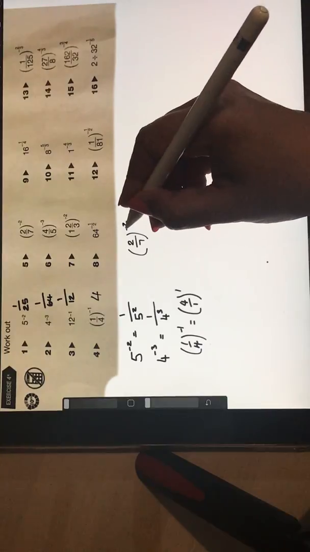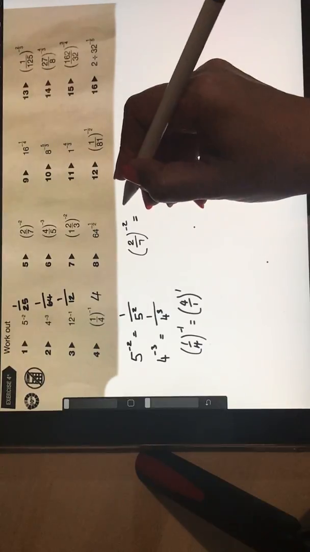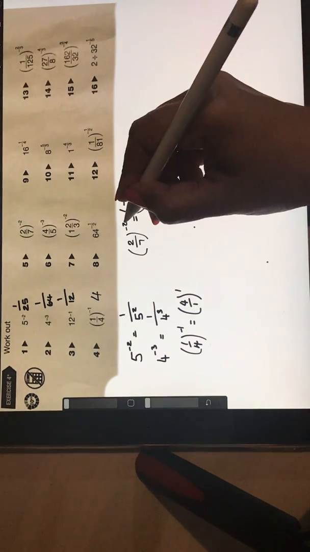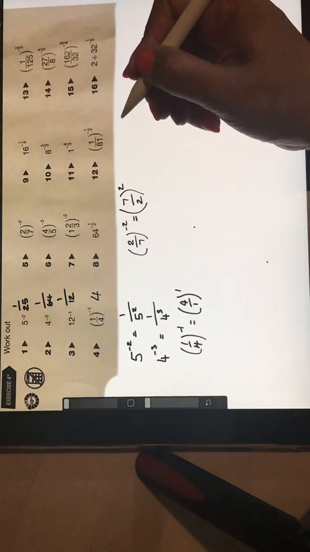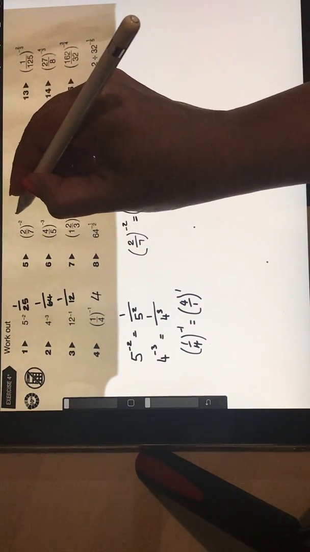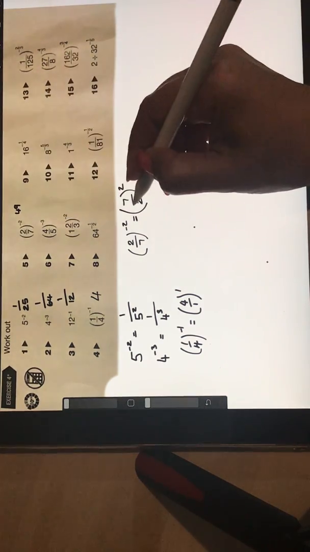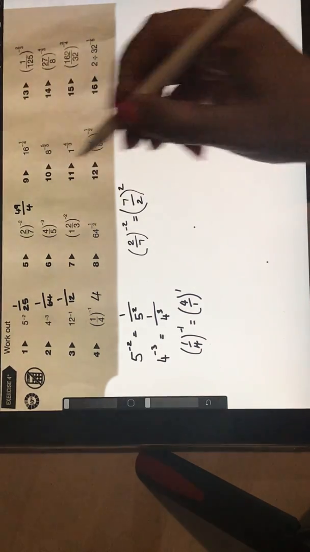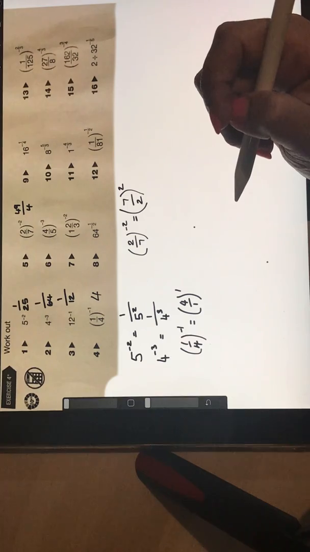First of all, we get rid of the negative by flipping the fraction inside the brackets, and then we have 7 over 2 to the power of 2. Right, 7 to the power of 2 is 49, and 2 to the power of 2 is 4. So the answer is 49 over 4.